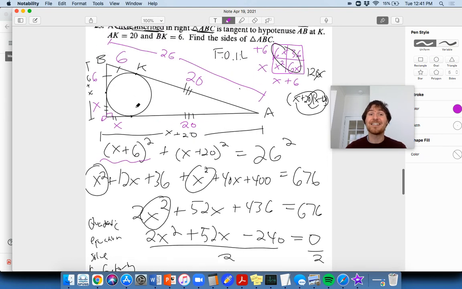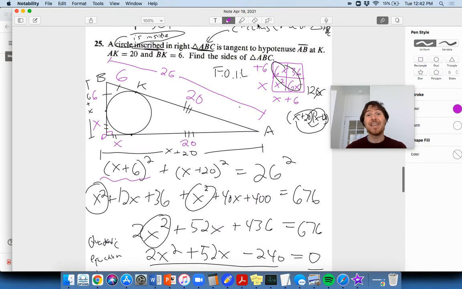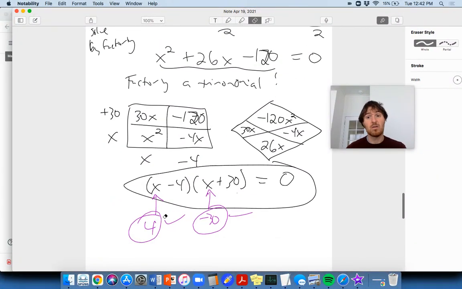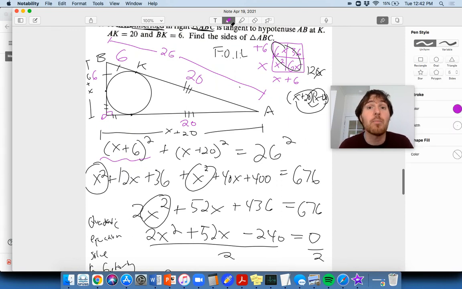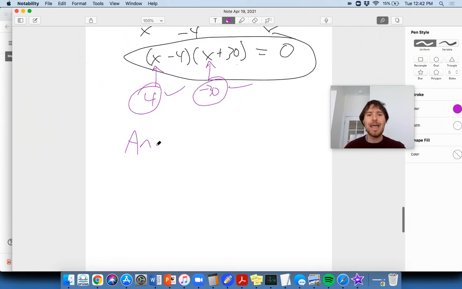Which one is the answer in this problem? The answer is, you guessed it, 4. Why 4? Because 4 is a positive number. The x couldn't be negative 30 because then side DB would have been negative 24 in length. That makes no sense. Remember, in geometry we only care about positive values because distances always need to be positive. So it's definitely 4. That means x plus 6 equals 10, 4 plus 6. And finally, 4 plus 20 is 24.